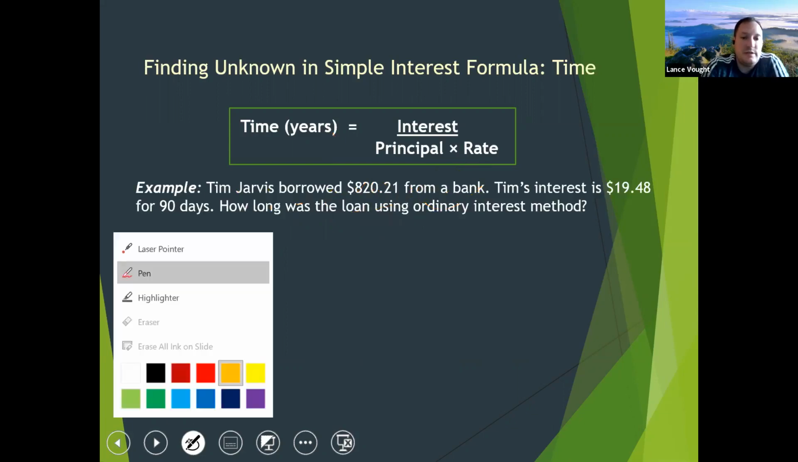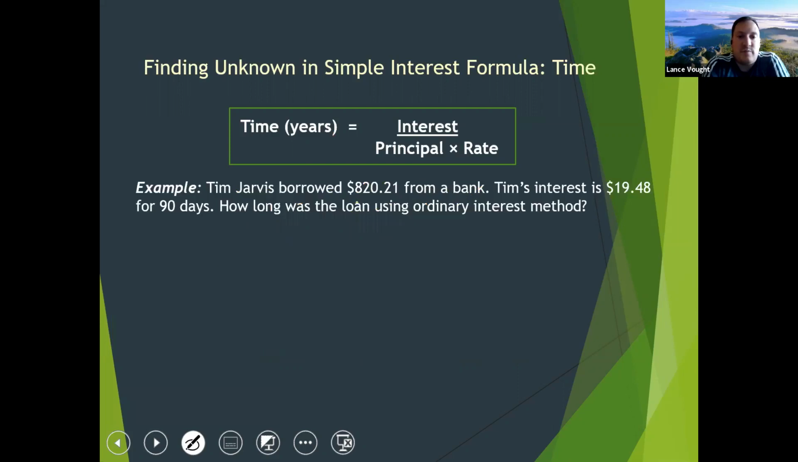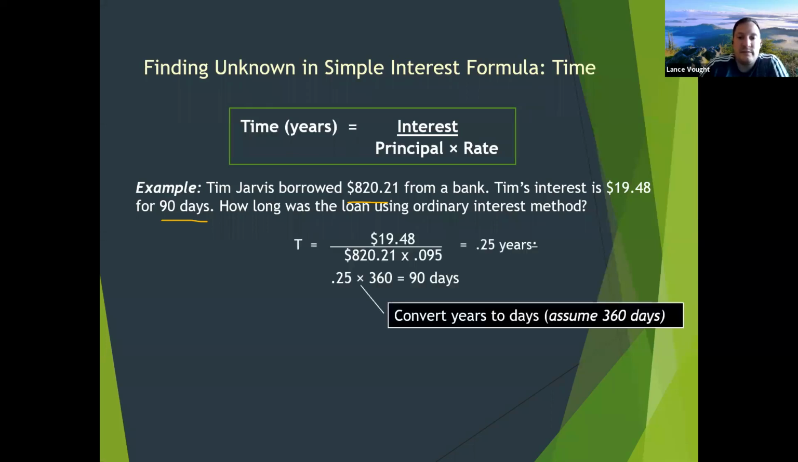So if Tim borrows the 821, we know that they're borrowing, it's 1948 over 90 days. How long was the loan? Well, it's 0.25 years. I think this was a typo in the example, because we're trying to figure this out. If we want to convert this to days, but I think this was supposed to say 9.5% interest, not for 90 days, because that's what we're trying to figure out.